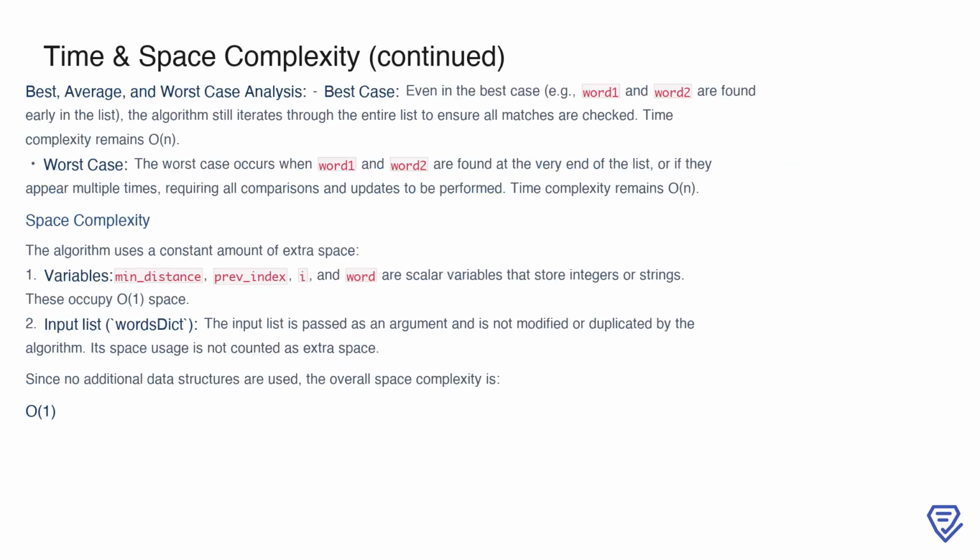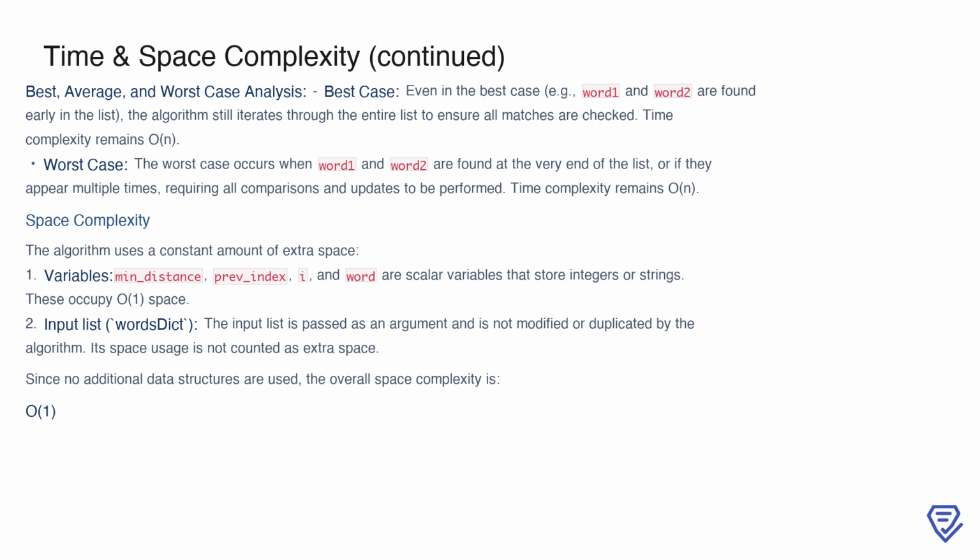O(n). Now, when analyzing the best, average, and worst cases, the time complexity remains consistent. Even in the best case, where word 1 and word 2 appear early in the list, the algorithm still processes all elements to ensure no closer pair exists. This makes the time complexity O(n).